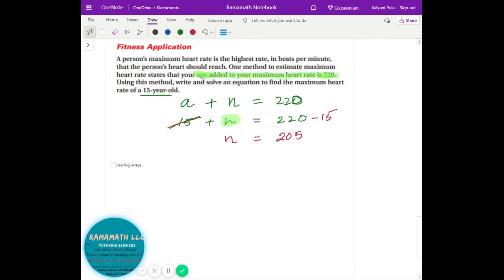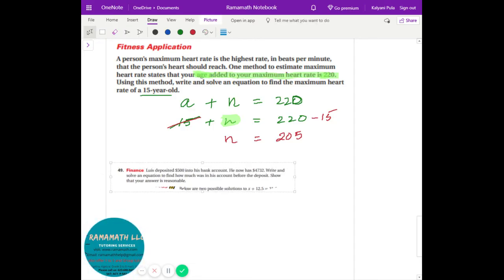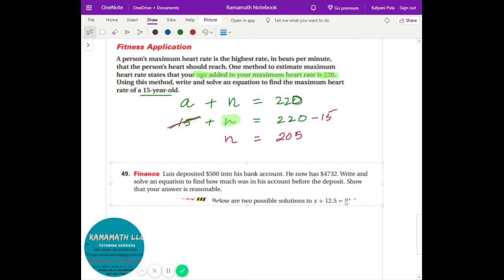All right, next question. Let's see, I did not cut it properly. So ignore this bottom part, that's not part of that.